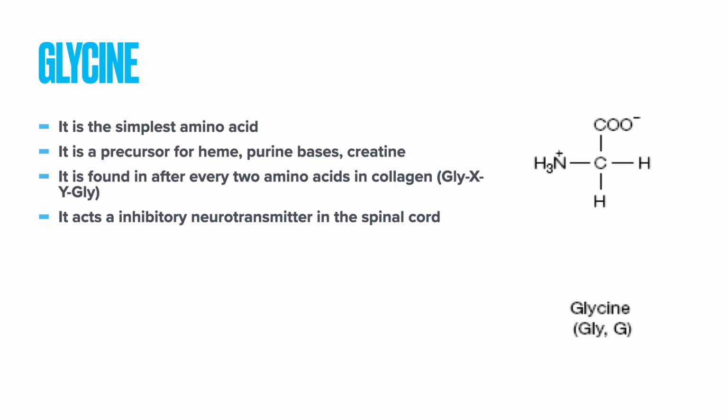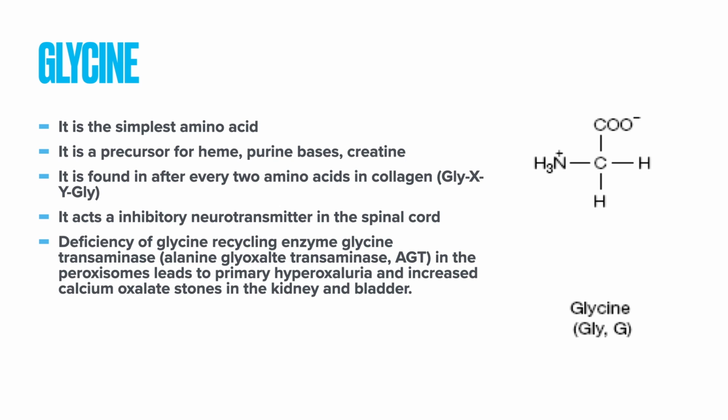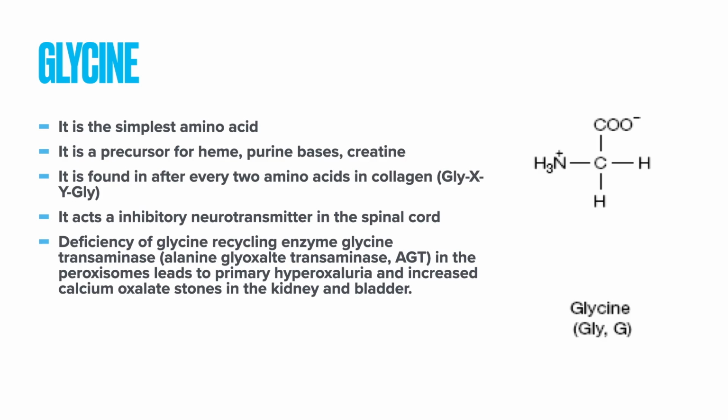Glycine can also act as an inhibitory neurotransmitter in the spinal cord. And glycine is recycled in the peroxisome by the enzyme alanine glycine transaminase, referred to as AGT. Deficiency of alanine glycine transaminase gives rise to a congenital disorder called primary hyperoxaluria. When glycine is not recycled, glyoxylate is converted to oxalate, and oxalate levels increase in the blood. Oxalate can combine with calcium to make calcium oxalate stones in the bladder and kidney, and it can give rise to renal failure.